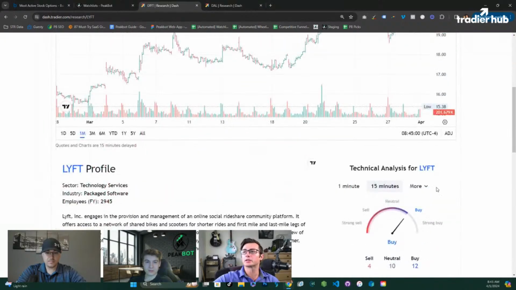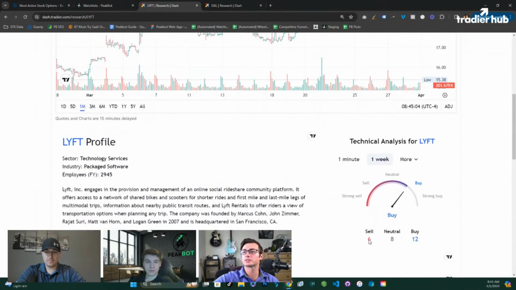If we go down to the technical analysis tool, switch that to a week, we've got 6 sell, 8 neutral, 12 buy. So that's 20 to 6 when we add the neutral and the buy together. When we look at the analysts' ratings, there are 43 analysts reporting on Lyft.